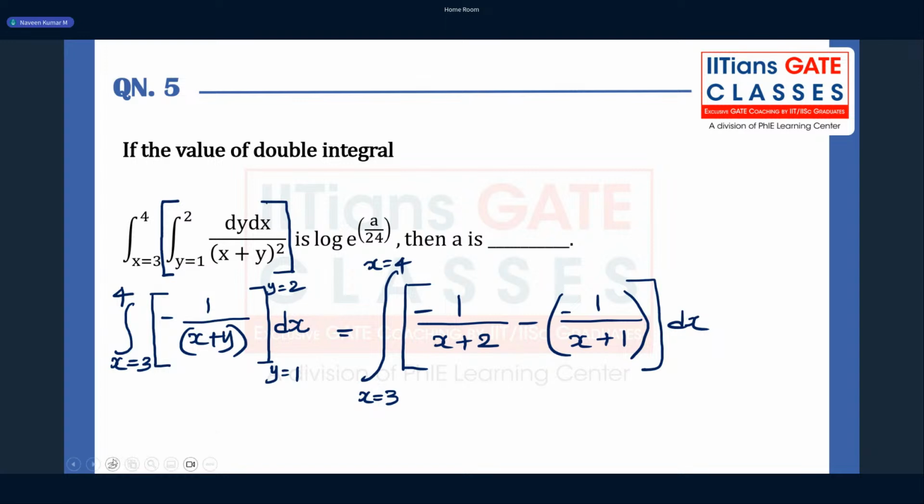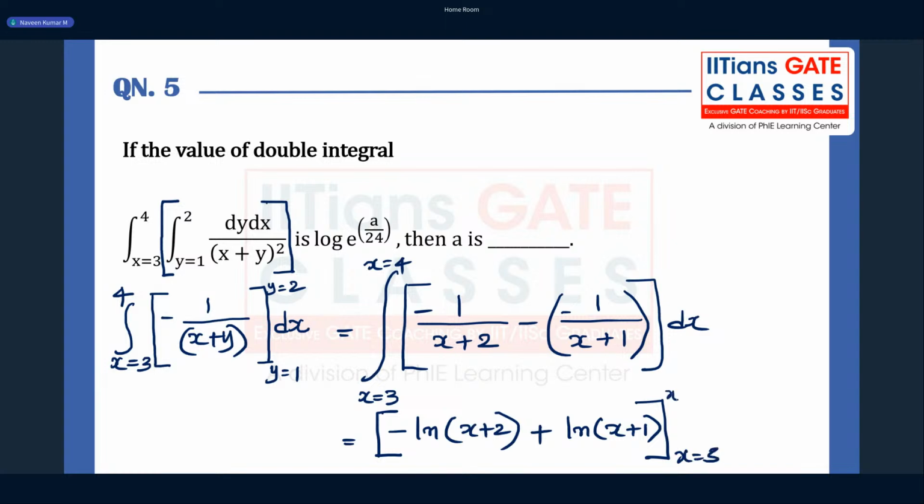So what we'll do, we'll integrate this separately. So this is 1 by x plus 2. So integration of 1 by x plus 2 is ln x plus 2, right? So this will be minus ln x plus 2, integration of this, and plus ln x plus 1, right? So this is the integration. So the integration limits are from x equal to 3 to x equal to 4. Let's substitute this and find out the values.